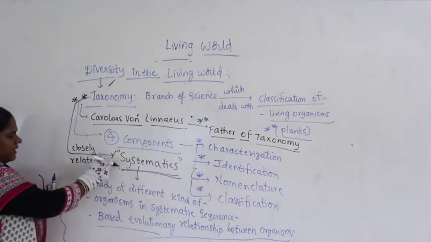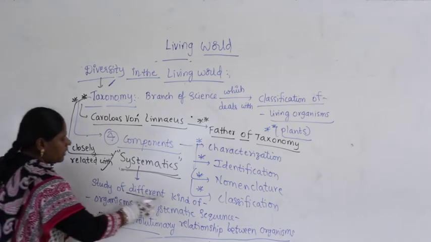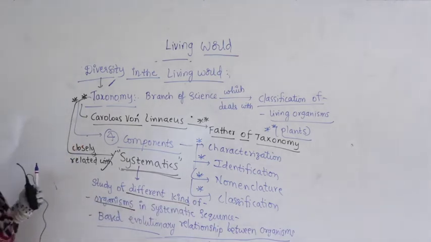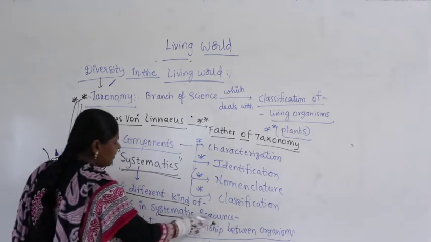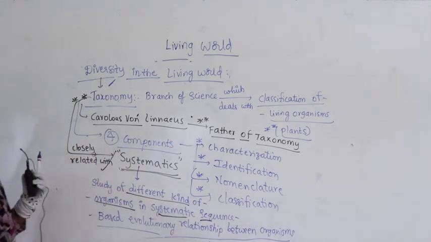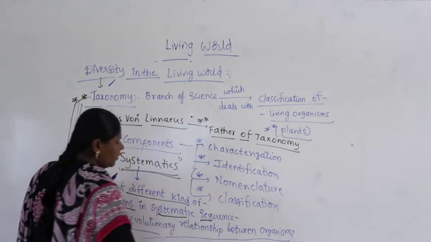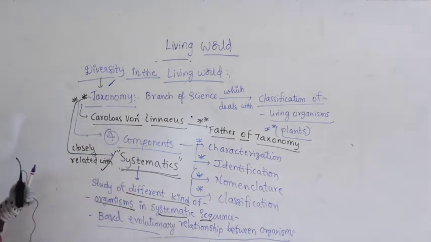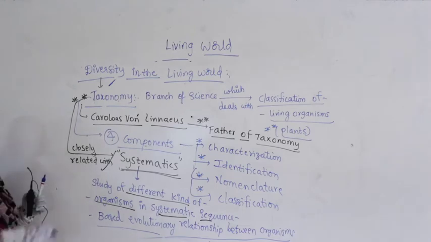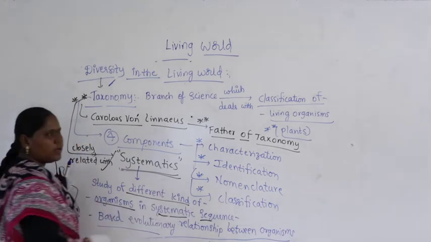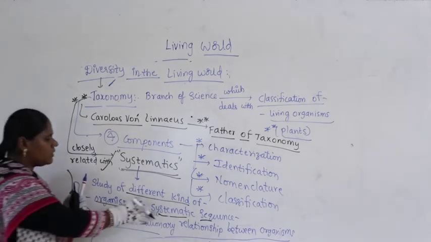Now, what is systematics here? It is nothing but the study of different kinds of organisms, the existence of different varieties of organisms, and we put them in a systematic sequence. In a proper sequence we keep them, we align them based on evolutionary relationship between organisms. So, in this particular part, we mainly talk about the systematic arrangement of organisms.